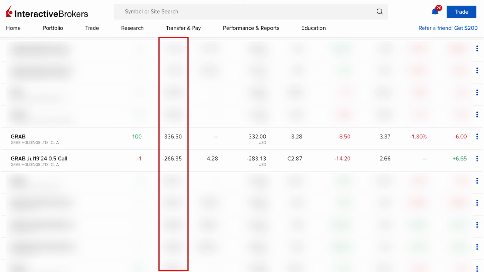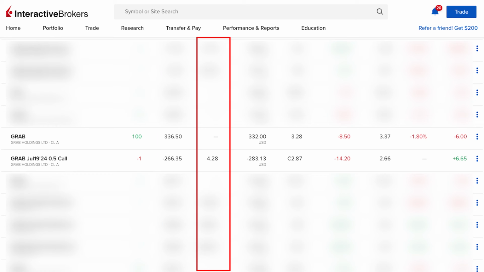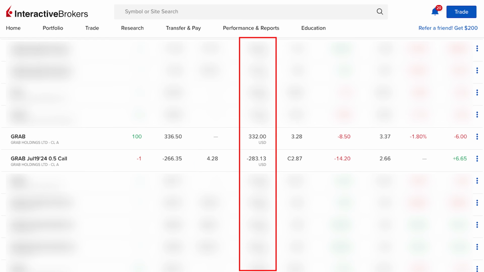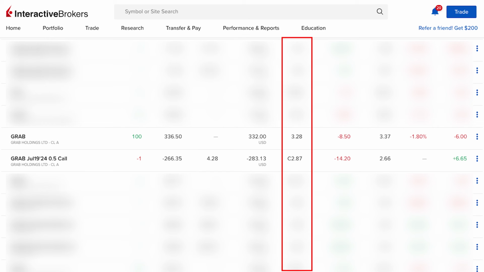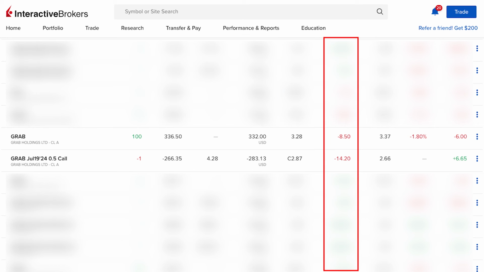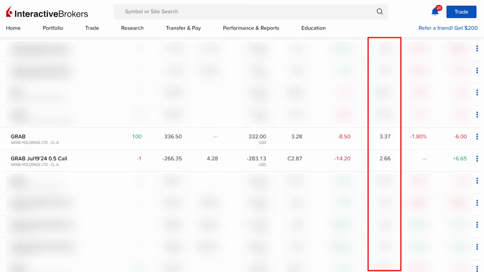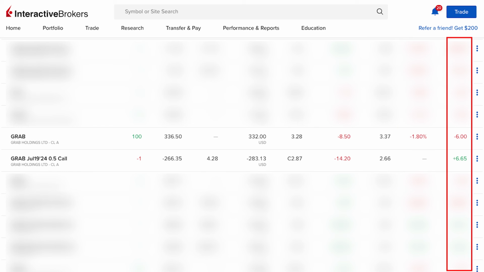Then -266.35 is my cost for the option. Then 428 is the amount I need to break even. Then 283.13 is the market value. Then C87 is the last price. Then -1490 is the unrealized profit and loss. Then 266 is the average price. So if I had sold more call options at different prices and dates, then the average price will also change accordingly. Then positive 665 is the daily P&L.